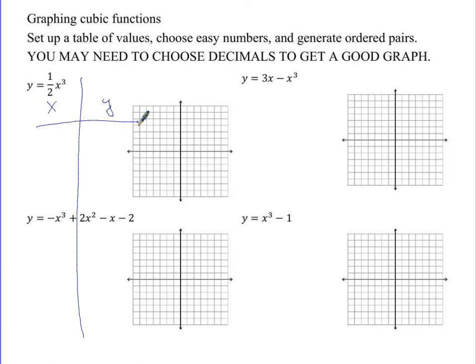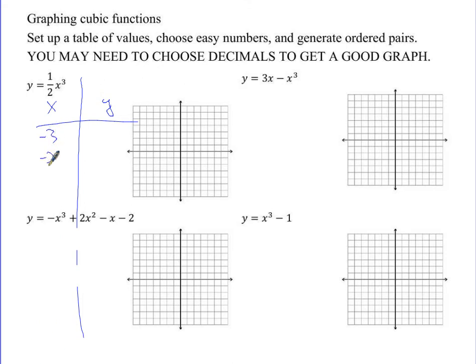I should choose some negatives and some positives. So I'll go -3, -2, -1, 0, 1, 2, 3. And if I need to, I'll pick some decimals. Actually, you know what? Let's scratch that. I'm going to erase these, and I'm going to go straight to picking decimals.